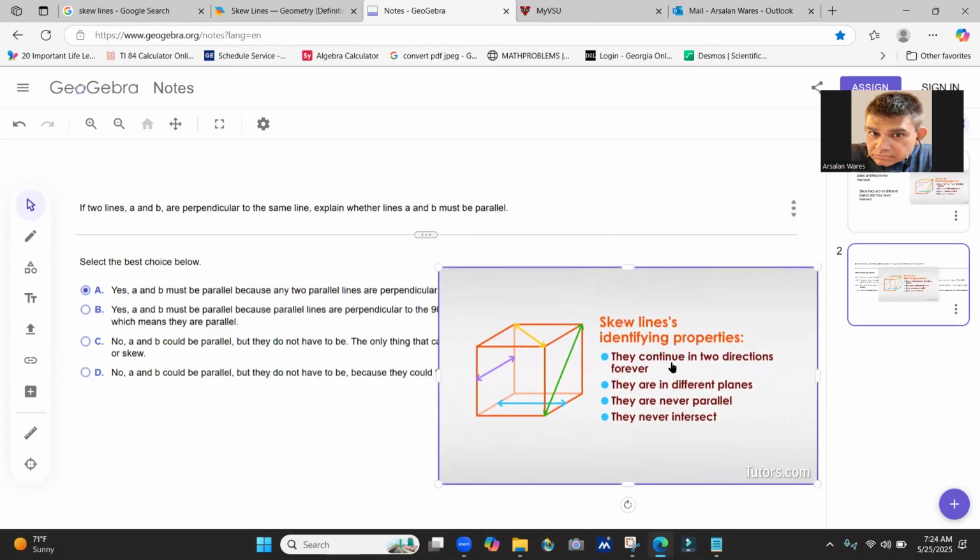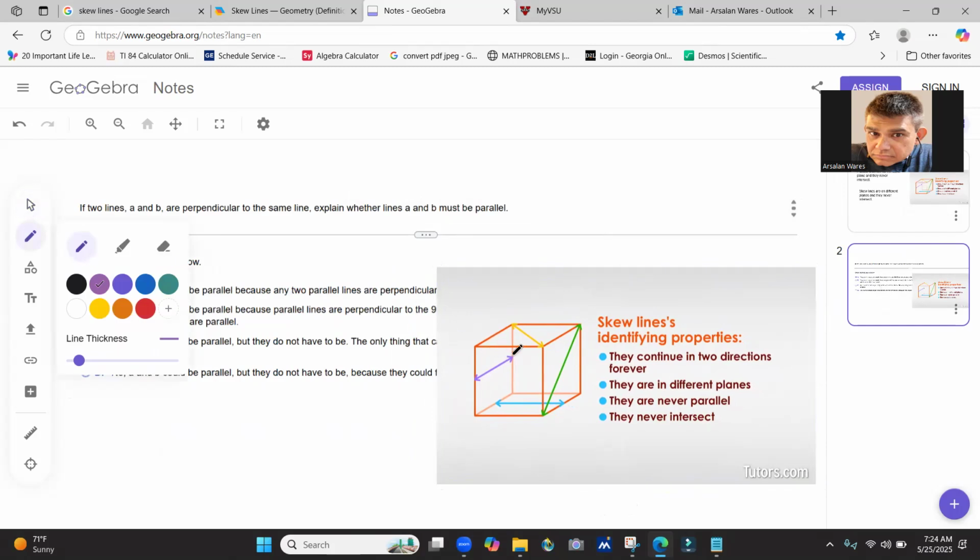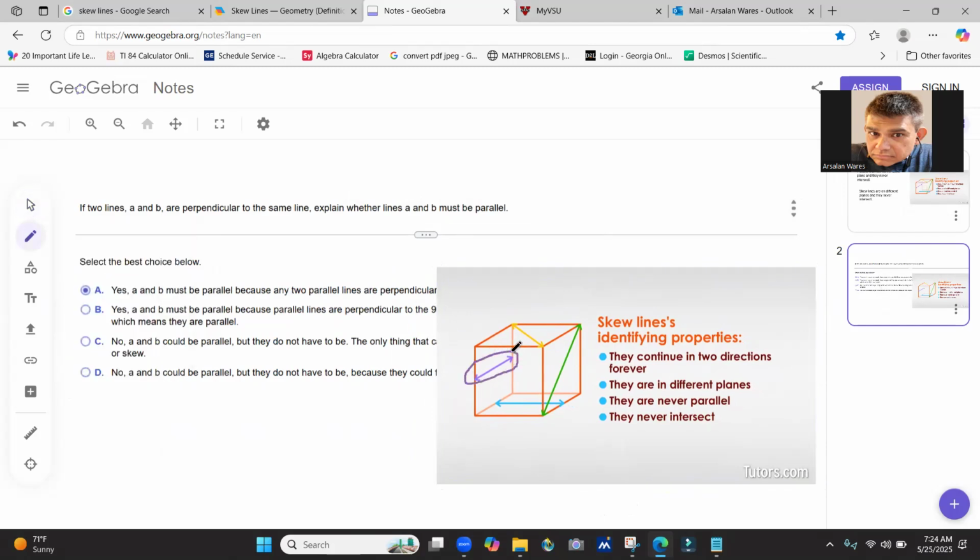So in this picture, let's talk about this line and this line. These two lines are both perpendicular to this line. Clearly they are, right? Now, these two lines are not parallel because the two lines that are perpendicular to this line are not on the same plane. So clearly A and B cannot be correct. It is either C or D.